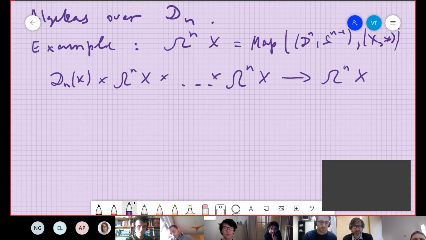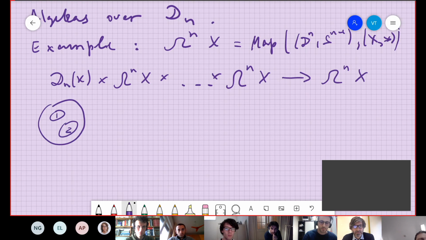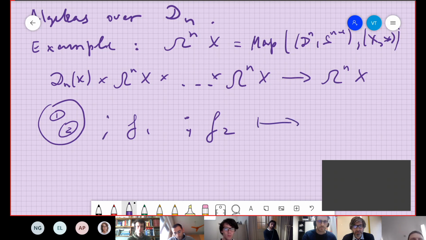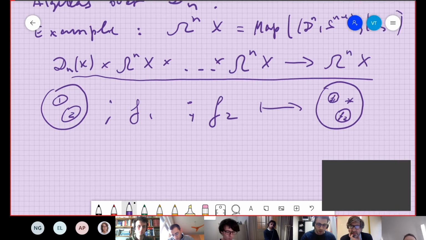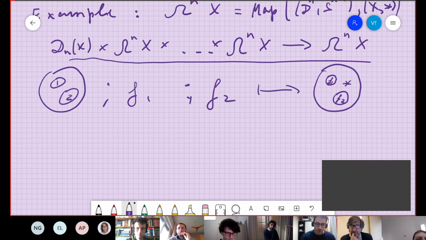Right. And so how does it work? Given a configuration of disks and given, say, f1 and f2, since here we have 2 disks, what we are going to do is rescale f1 and f2: on the first disk we are going to use f1, on the second disk we are going to use f2, and the complement is going to be sent to the base point of x.